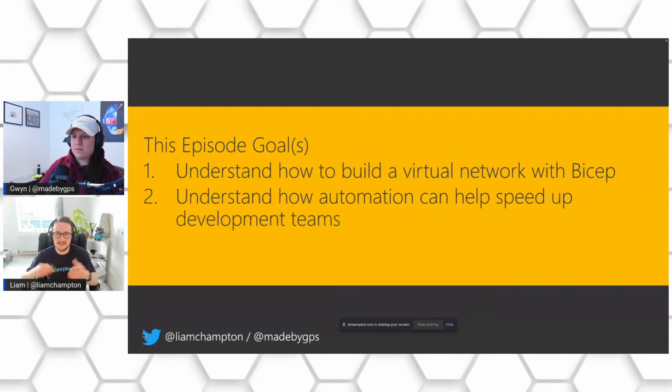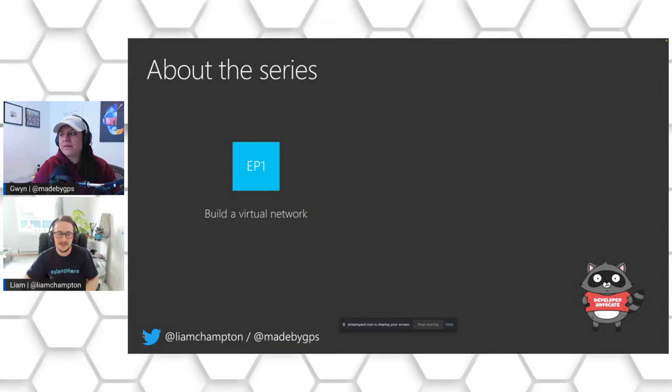And then secondly, today's episode goals, there are two. We want you to understand how to build a virtual network with Bicep using infrastructure as code. And we want you to understand how automation can help you speed up development in teams, because ultimately this is where it's most prominently used. The everyday developer doesn't usually do this. It's more of a widespread team scenario. So that's what we want you to take away today.